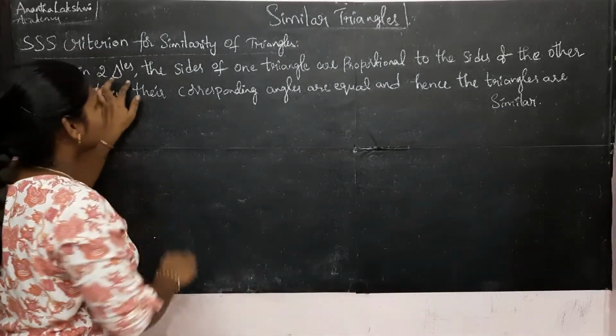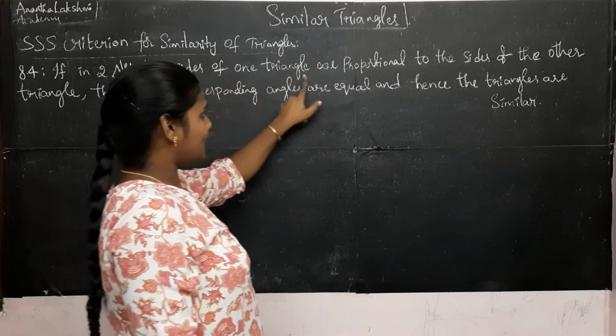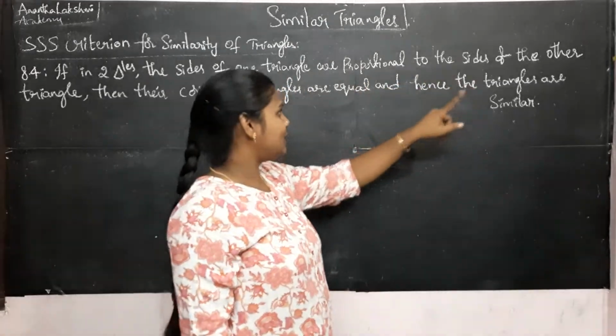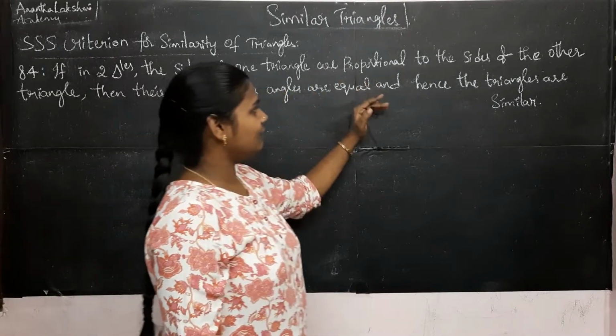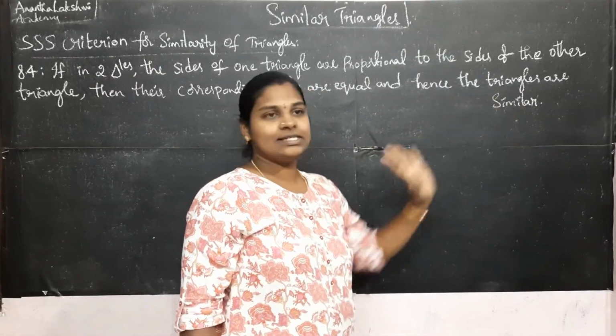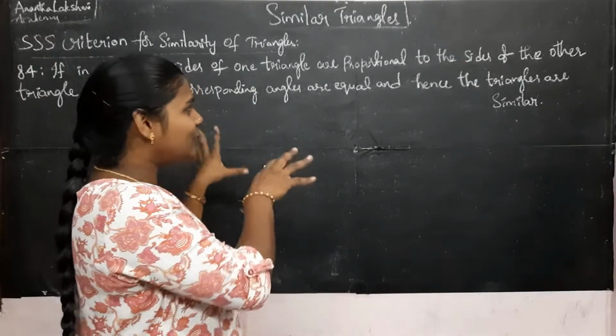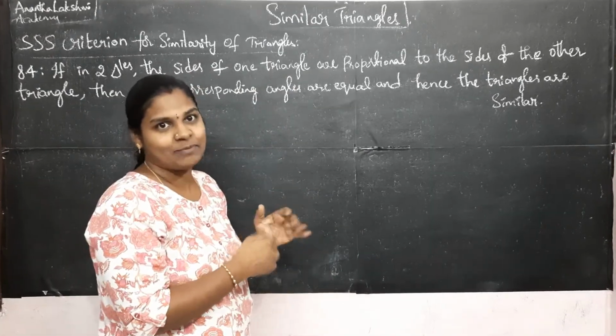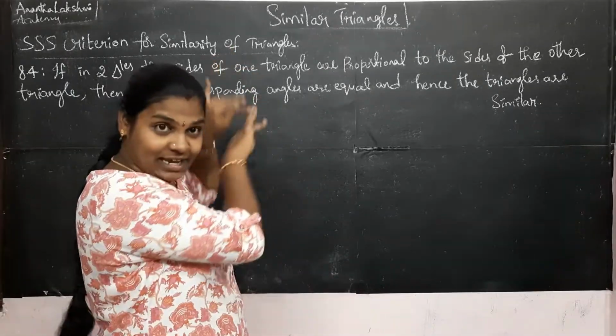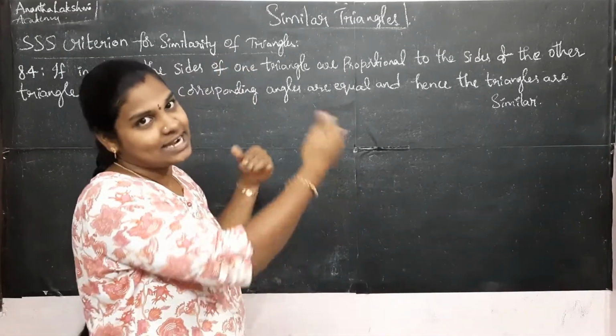If in two triangles, the sides of one triangle are proportional to the sides of the other triangle, then their corresponding angles are equal and hence the triangles are similar. If you read it carefully, it looks like just the converse of the AAA theorem, wherein we proved that when corresponding angles are equal, the sides are in equal ratio.